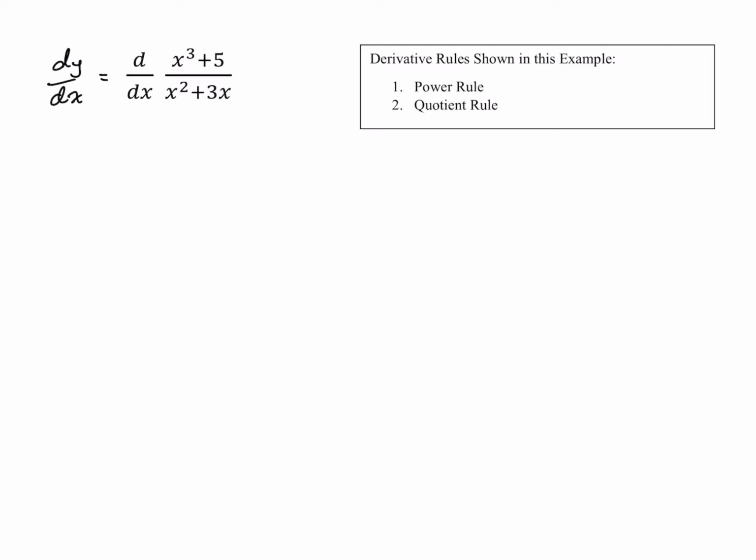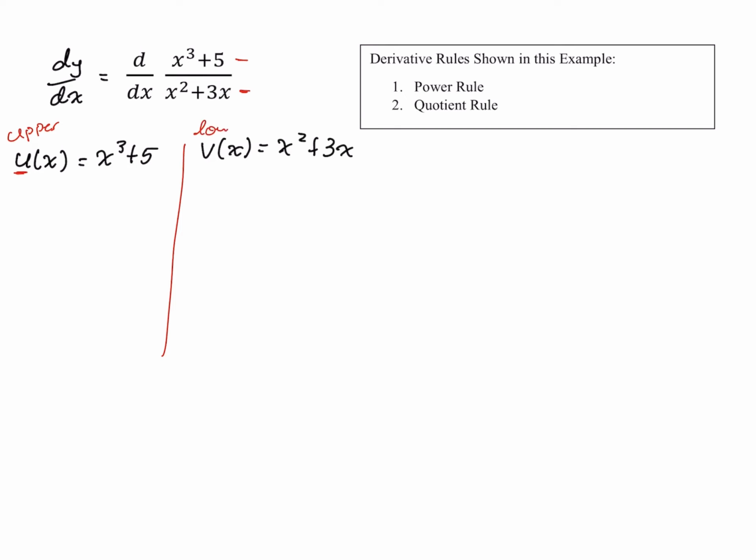We're also going to separate this into two functions, the upper and lower function. So for the upper function, which is called u of x, just remember, u is for upper. That keeps it the easiest. So u of x equals x cubed plus 5, and v of x equals x squared plus 3x. Now this is very important to keep consistent as you go along.